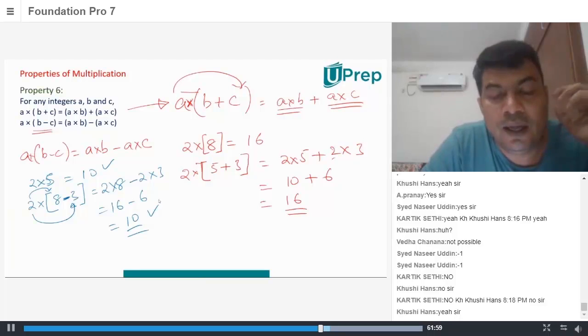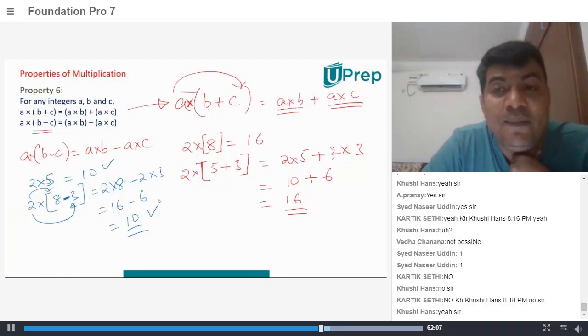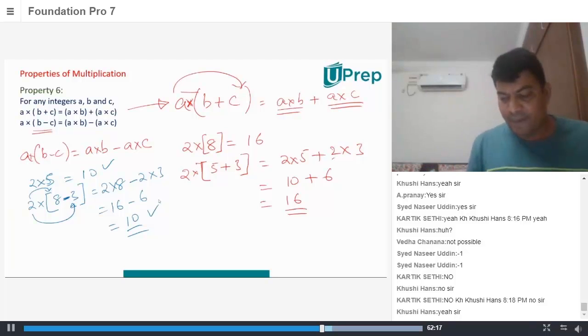So you have to accept this. Having taken 2 examples to understand, that itself is a proof that multiplication is distributive over addition and multiplication is distributive over subtraction.